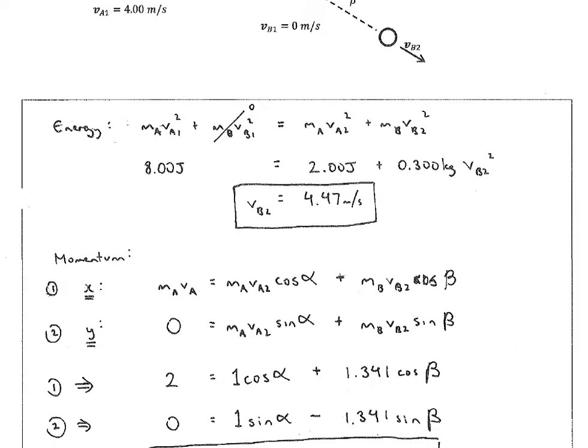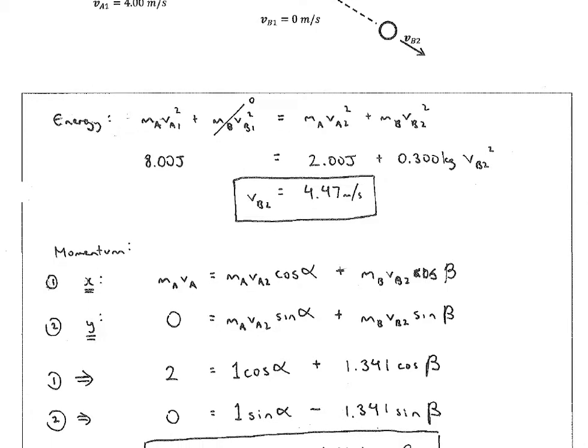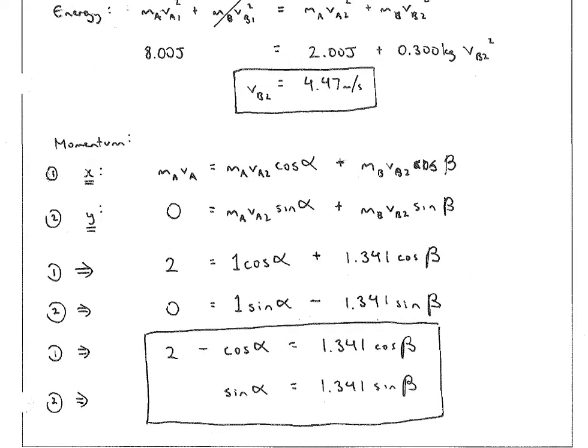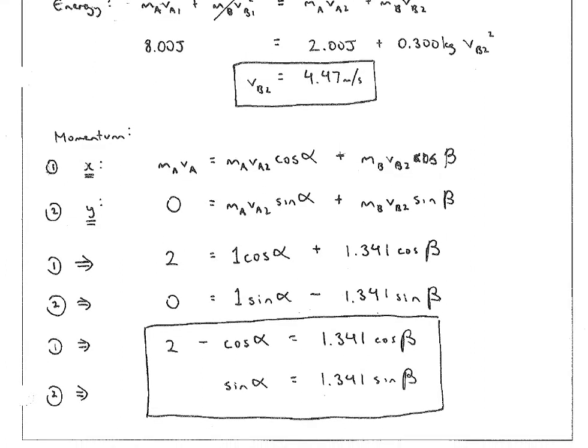When I plug in the values, here's our equation 1. All I did is plug in the values. With the mass of 0.5 kilograms times 2, we get 2 is equal to 1 cos alpha plus 1.341 cos beta. In the y direction, we have 0 is equal to 1 sine alpha, but the other one's going down, so I get the minus. All I did is move terms to the other side of the equal sign. So we have two equations.